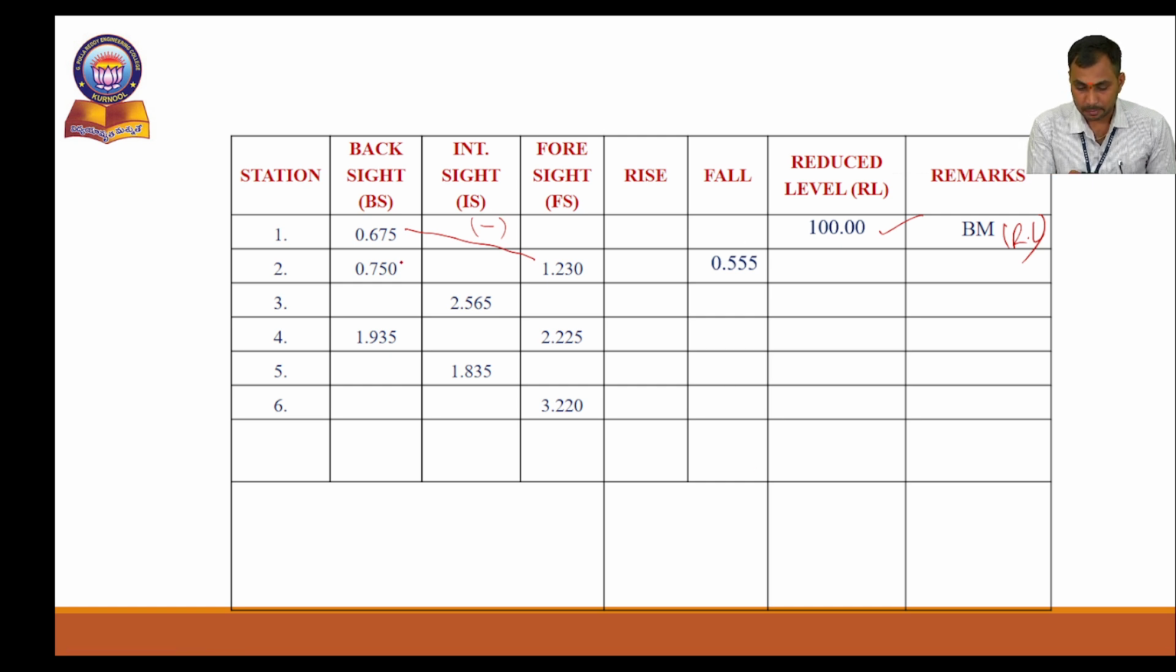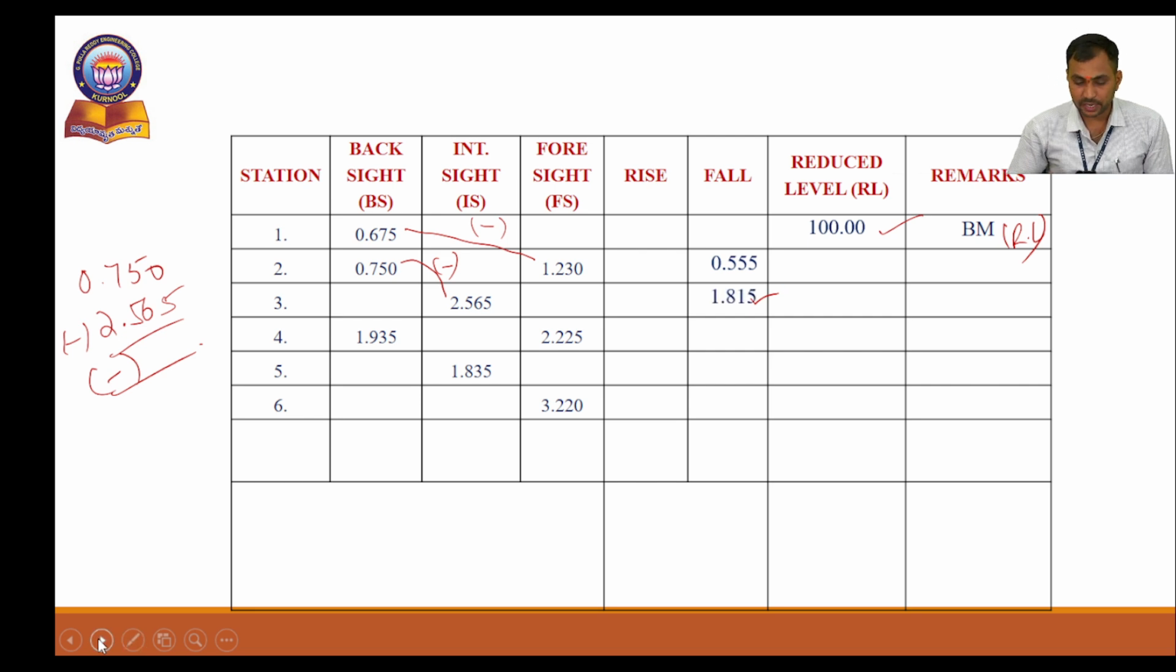Okay, next, backside to intermediate side. So 0.750 minus 2.565. How much will it become? See here, 0.750 minus 2.565. If we calculate, what will we get? Definitely we will get that negative value. So then the value will be placed here. See, 1.815. Next, intermediate side to foresight.